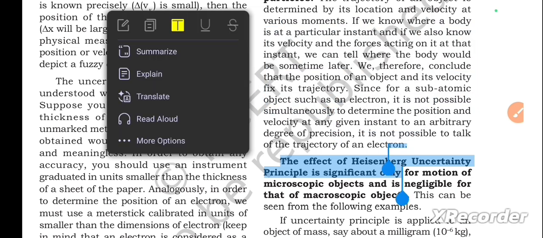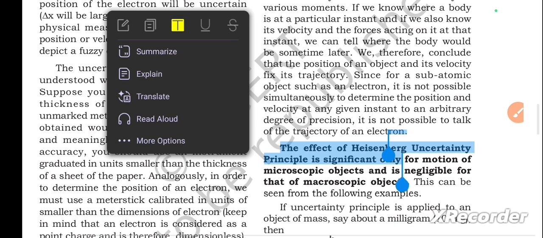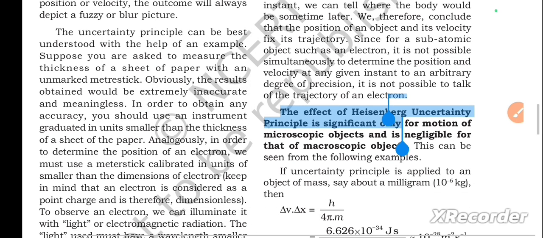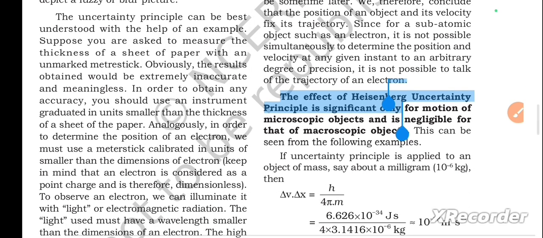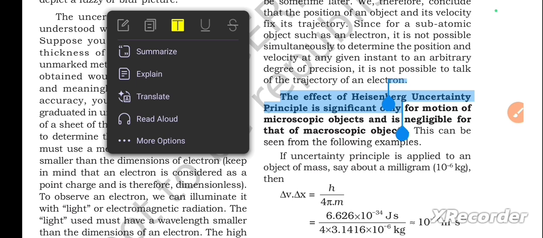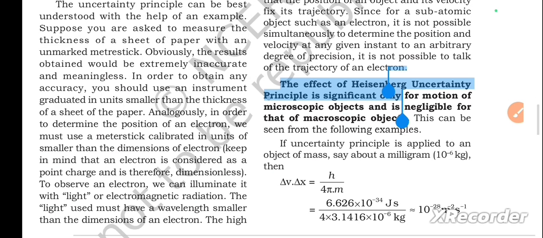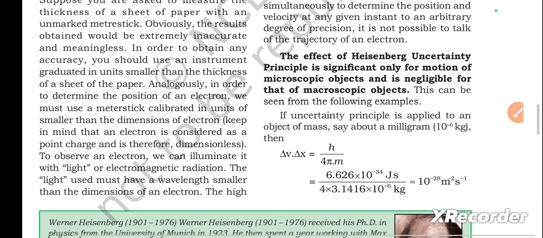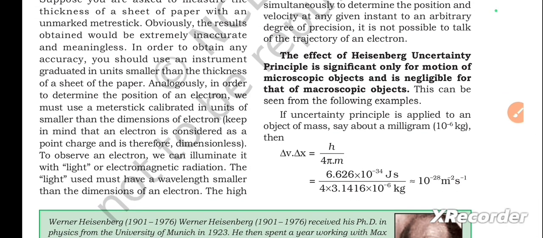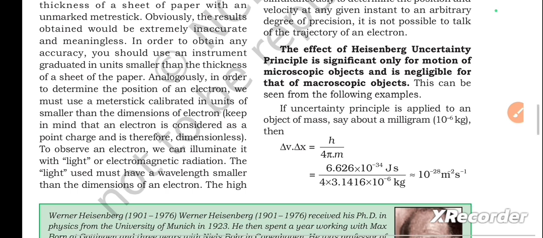Since for a subatomic object such as an electron, it is not possible simultaneously to determine the position and velocity at any given instant to an arbitrary degree of precision, it is not possible to talk of the trajectory of an electron. The effect of the Heisenberg uncertainty principle is significant only for motion of microscopic objects and is negligible for that of macroscopic objects. This can be seen from the following examples.